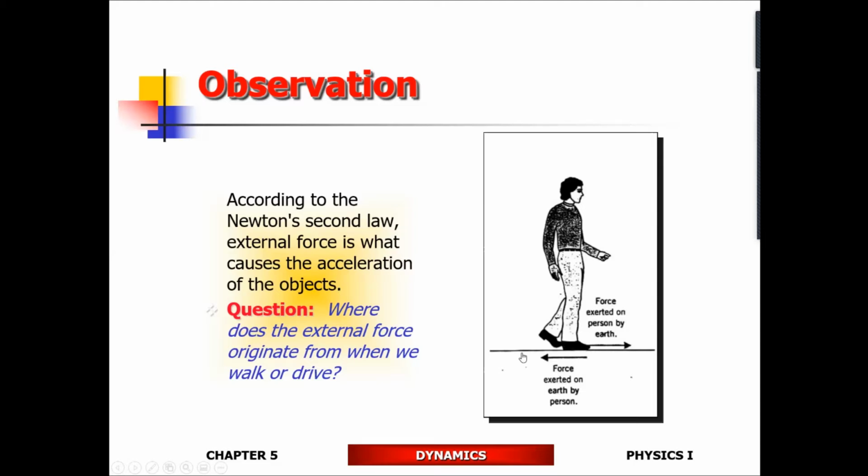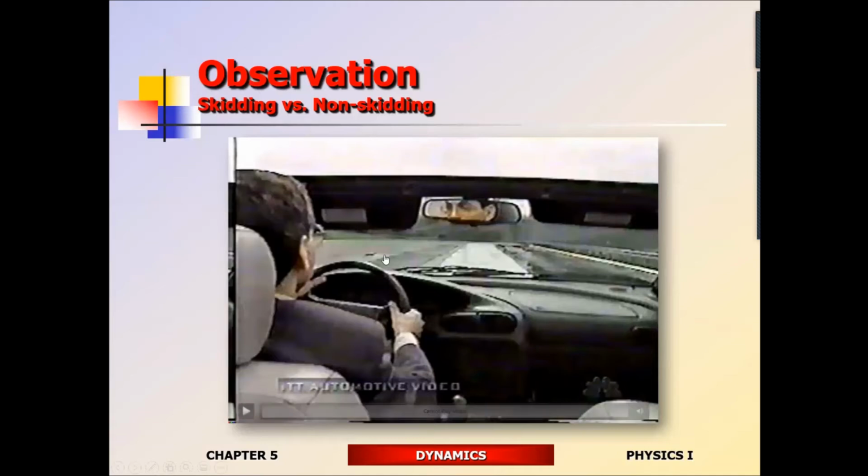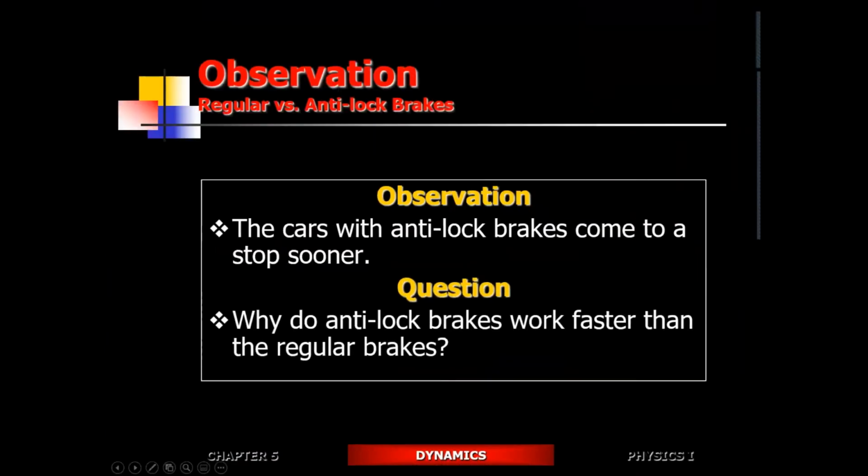So through friction, you apply a force on the ground in the backward direction. In turn, the ground is going to apply the same force back on us in the forward direction. So having said that, the cars with the anti-lock brake systems will come to a stop sooner. They will come to a stop sooner. If you get an anti-lock brake system, not only will you control the car better, also that car is going to come to a stop sooner. The question is why?